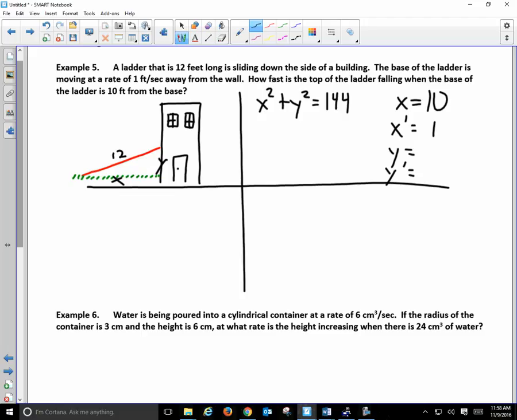I'm trying to find Y prime, right? Let's see if we need to find Y or not. I take the derivative with respect to time of X squared plus Y squared is equal to 144. Derivative of X squared, 2x X prime plus 2y Y prime is 0.